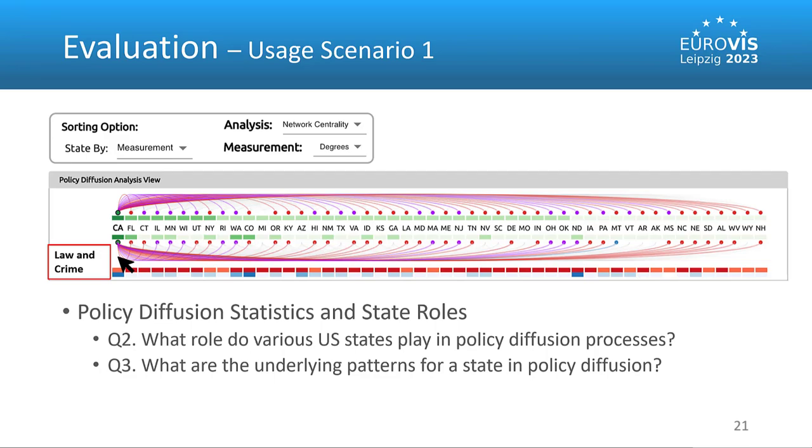Next, by examining the upper and lower parts, users can identify underlying patterns of California. It generally has outgoing and bidirectional relationships with most of the states. Similar relationships could be found for the law and crime topic, but one ingoing relationship appears between California and Montana.